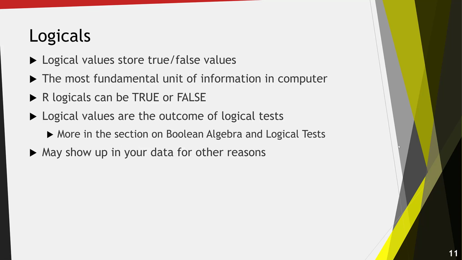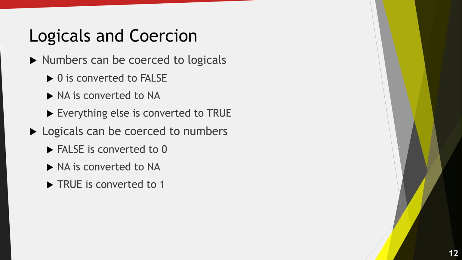So what are these R data types? We'll start with logicals. Logical values store true-false values. They're the most fundamental unit of information in a computer because you can think of true-false values as being binary, zeros and ones. Our logicals can be true or false. Logical values are generally the outcome of logical tests. We'll talk a little bit about those later, but they may show up in your data for other reasons. Numbers can be coerced into logicals. In these cases, 0 is converted to false, NA is always converted to NA, and everything else is converted to true.